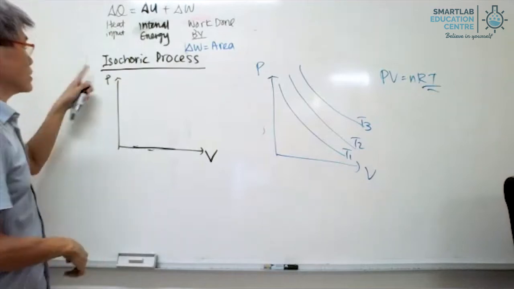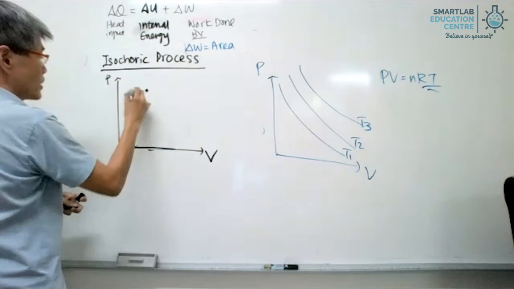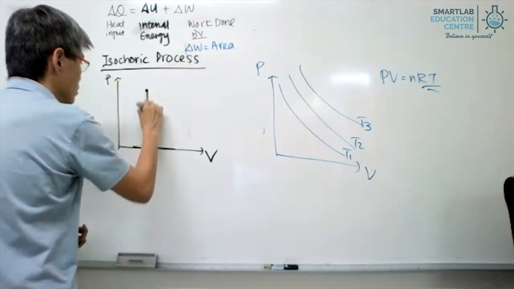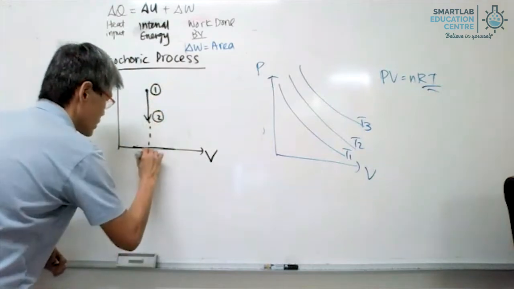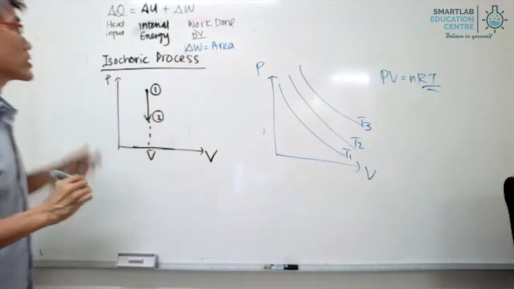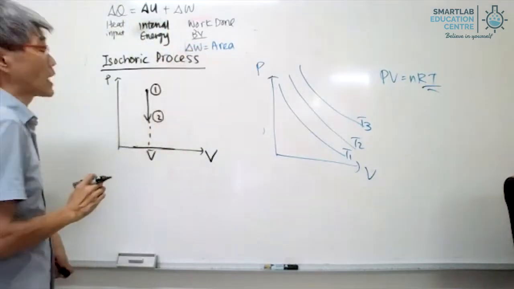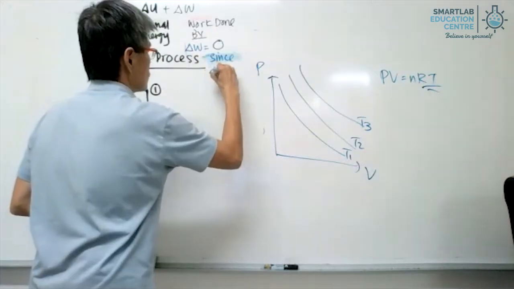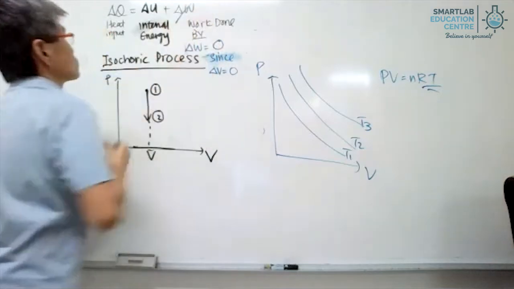The next process to look at is the isochoric process. An isochoric process typically has a case whereby the pressure will change, but the volume will not. So it could be from point 1 to point 2, exactly the same volume. In this case, if you have to calculate the work done by the system itself, it will be 0, since change in V is equal to 0. So this will be cancelled away, this will be 0.